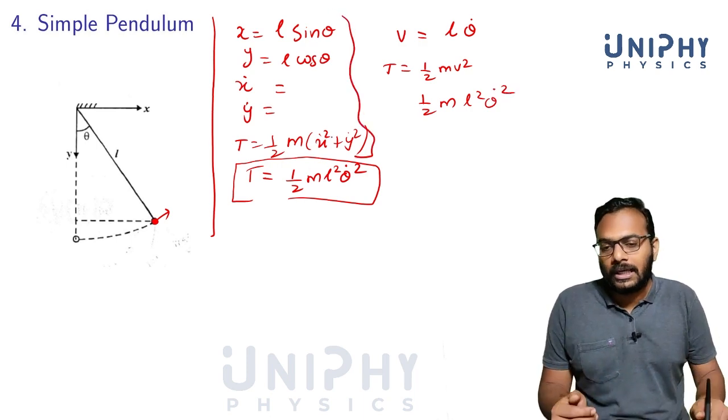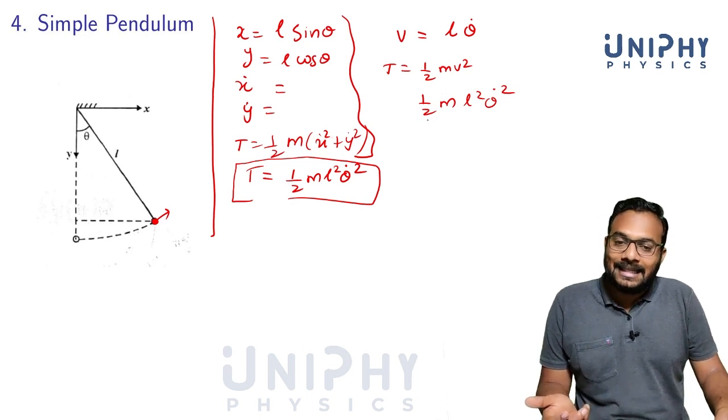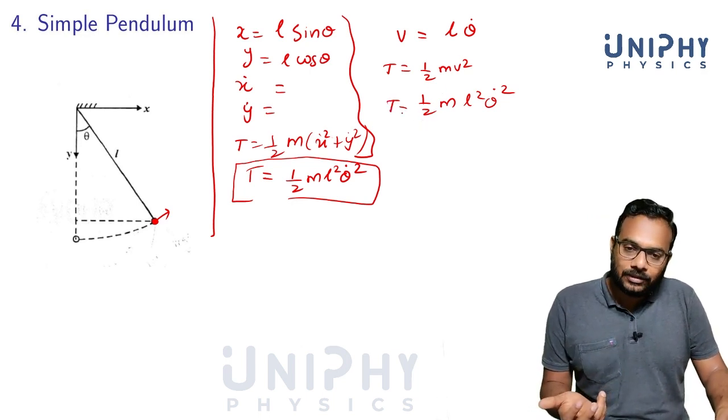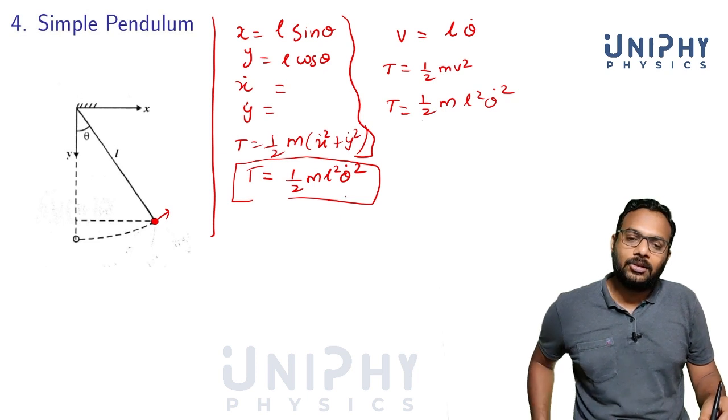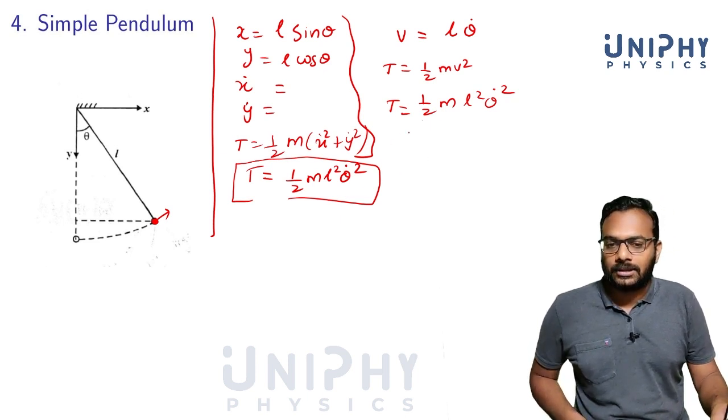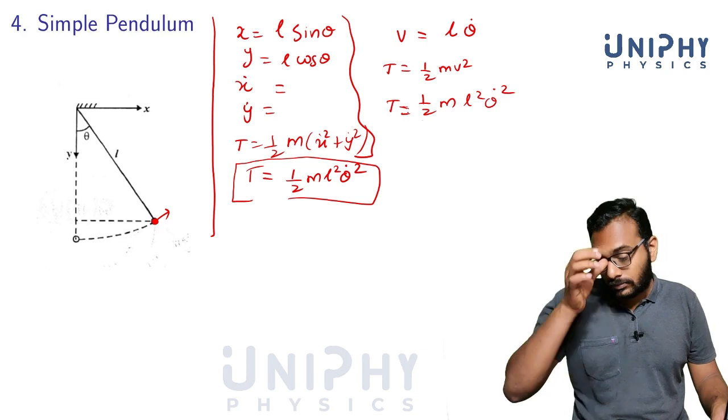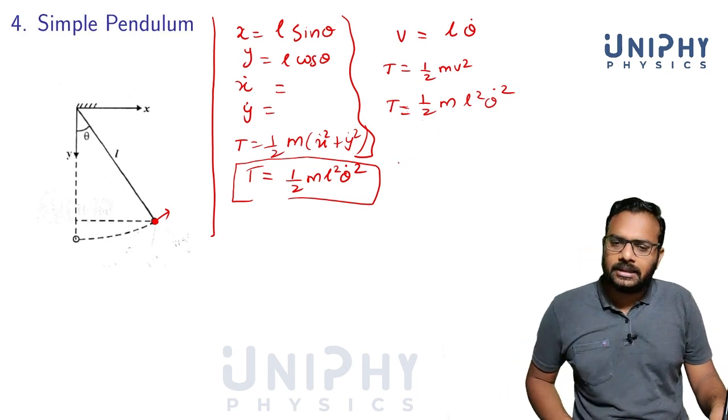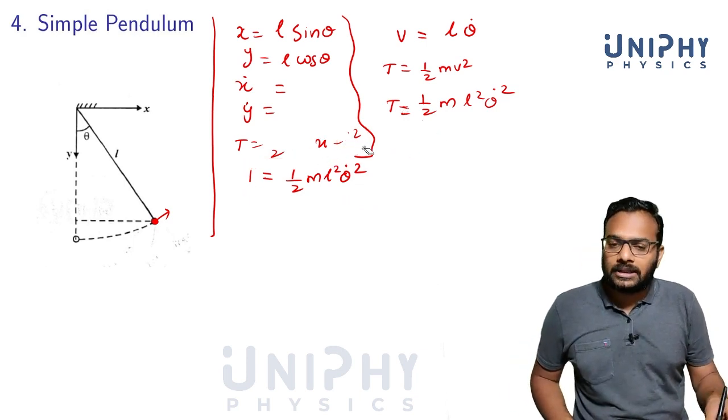So you don't have to do all these transformation equations. You can do it if you like, but you don't have to. In this case, it's easy. We can start with this expression, T is equal to half m L square theta dot square. There's no problem there. I hope that's clear. No difficulty. We have got the kinetic energy now.